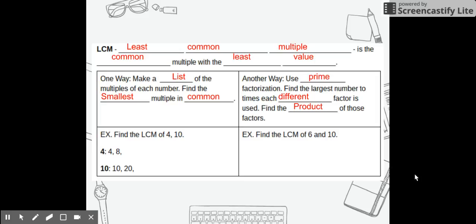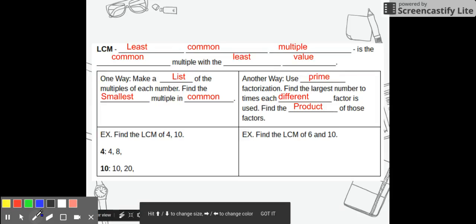The only difference is when you make a factor tree, when you get to the end, you're looking for a different product or a different rule, I guess. So, for example, if we made a list, it's literally just making a list of the numbers. So find the least common multiple of 4 and 10. What this means is the smallest number that they both could be multiplied into or divided into.